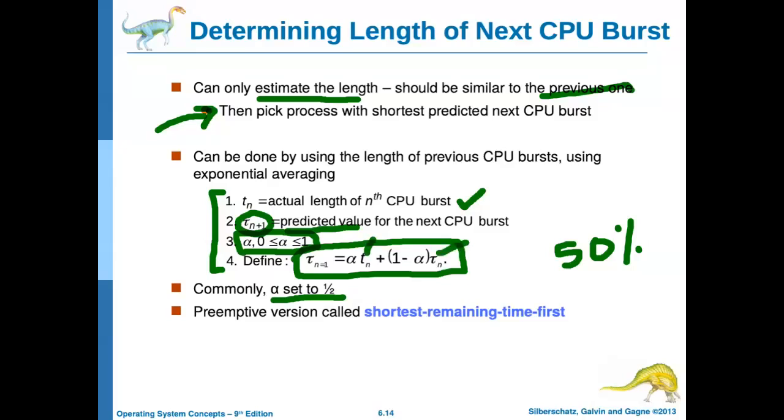Actual values are only available for previous CPU bursts. Right? So that is how to calculate the next CPU burst. This is the formula, rather I can say.